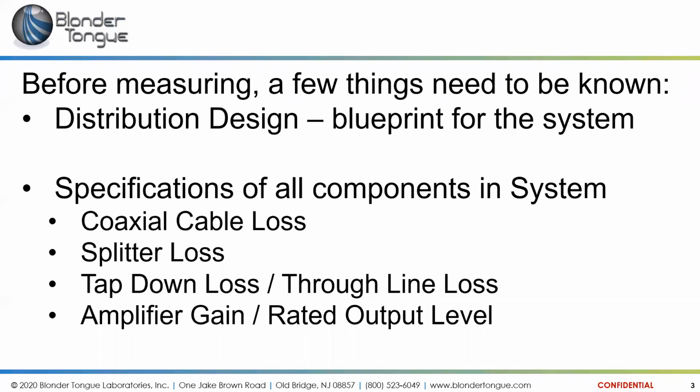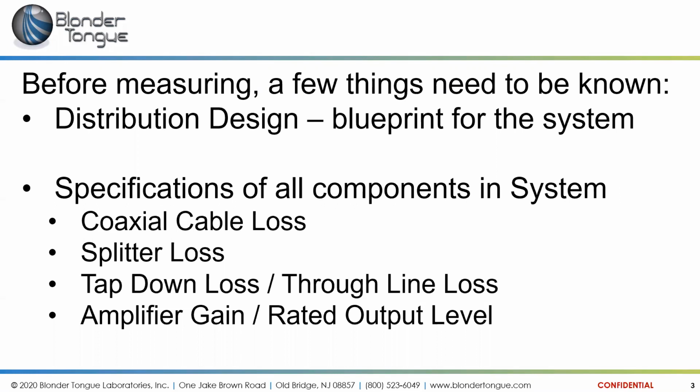We also need to know the specifications of all the components within our system. Some of those specifications include the coaxial cable that we're using, what is the loss structure of the coax cable itself, the splitters, what their loss factors are, the taps or directional couplers. We have a tap port loss, then we also have a through line loss for those taps. So depending on where we're taking measurements, we need to understand what we should be measuring at those points.